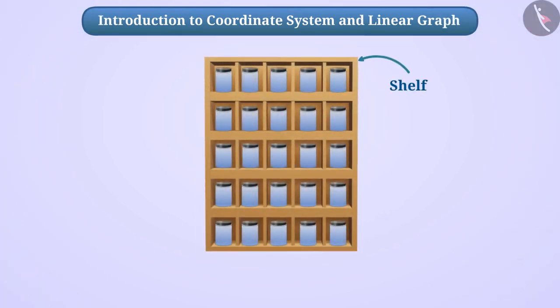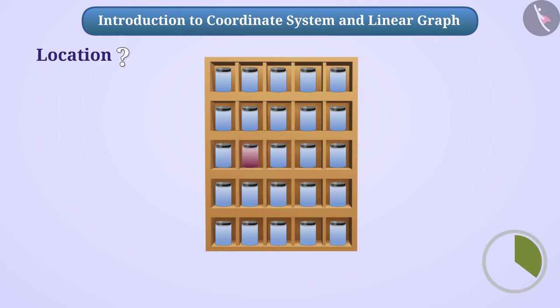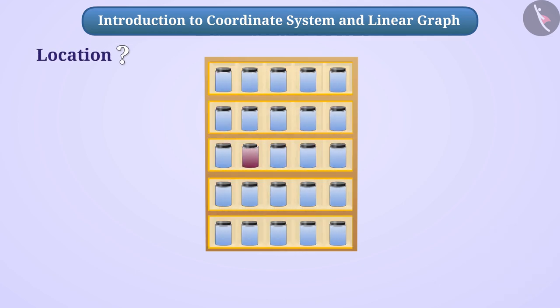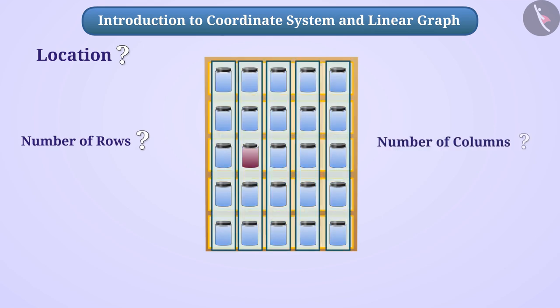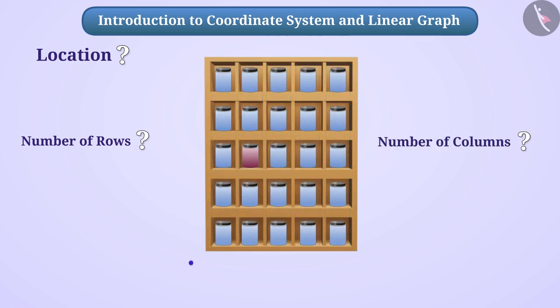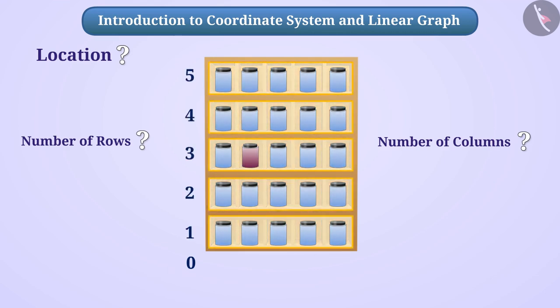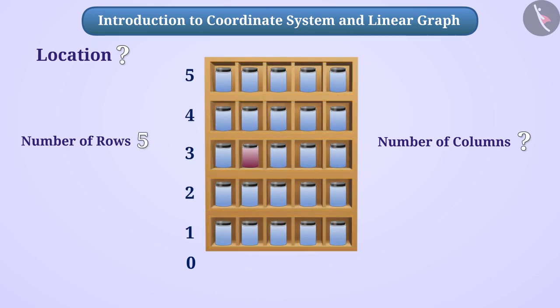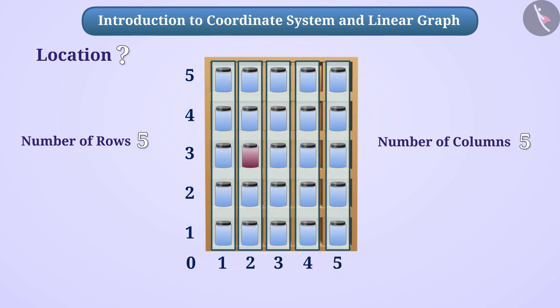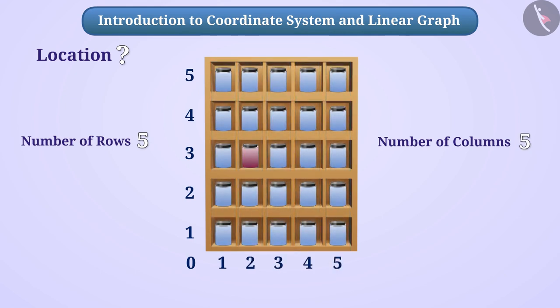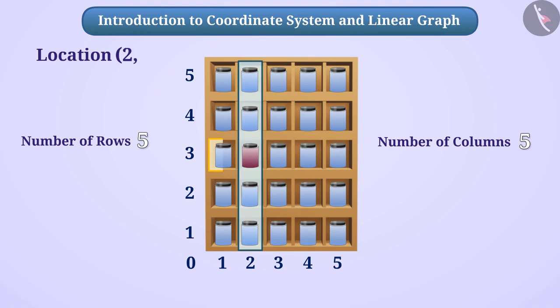This shelf contains several boxes. Can you tell the location of this box? Think. Let me tell you, to determine the location of this box, we need the number of rows and number of columns. If we start with 0, from this corner, we can number the rows in this way. Similarly, we can number the columns in this way. Now, we can say that the desired box is in the second column and the third row.